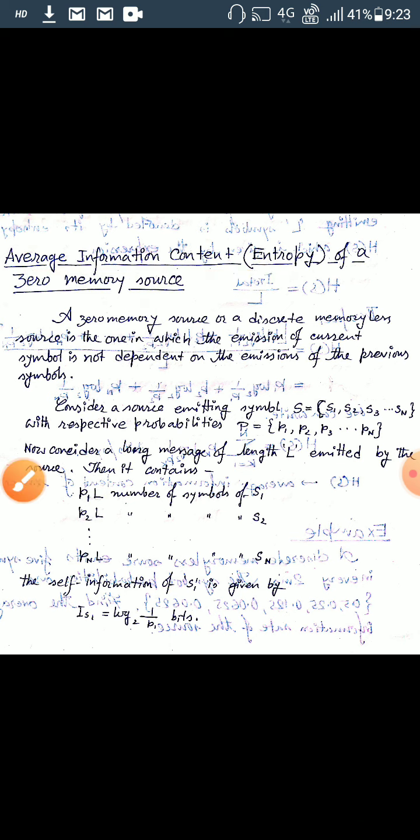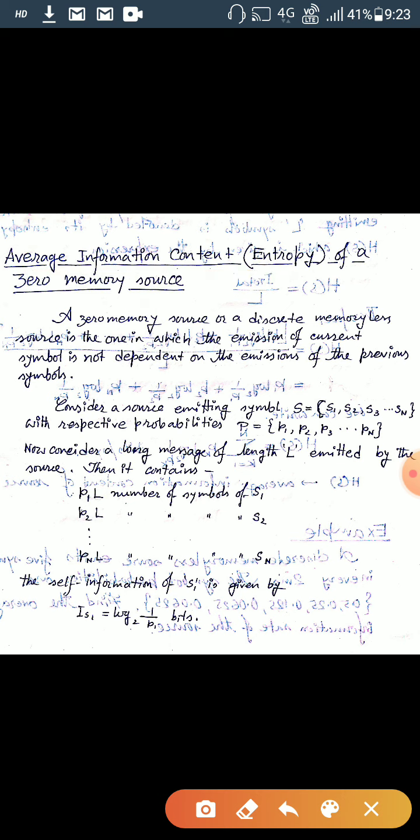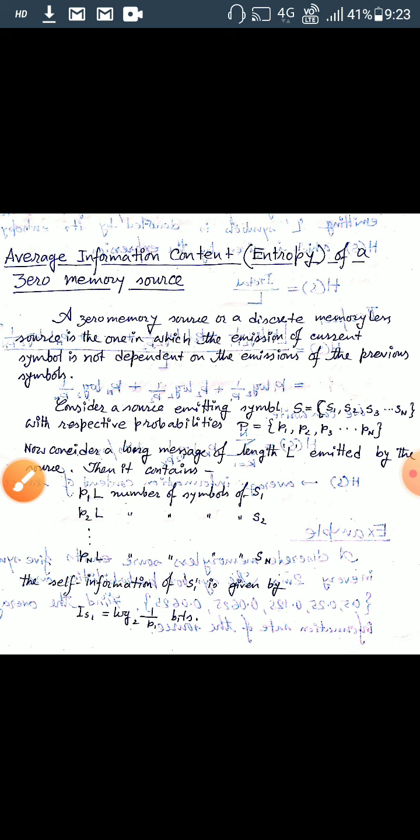A zero memory source or a discrete memoryless source is the one in which the emission of the current symbol is not dependent on the emission of the previous symbol. That means no memory unit will be present to store the previous data.